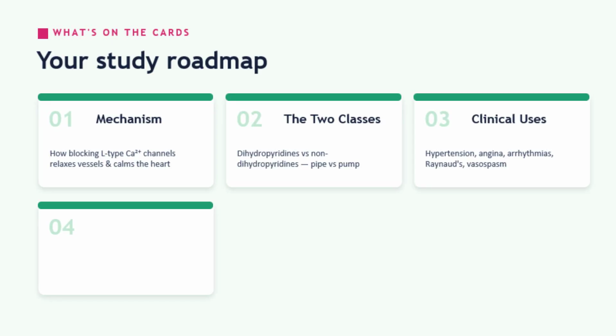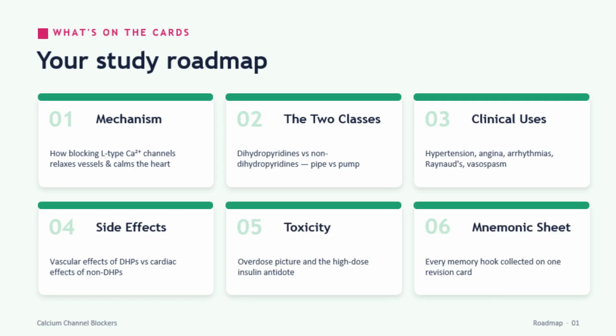Alright, before we get into the good stuff, let me give you the roadmap for today. We have 6 big themes to cover. First, the mechanism, how these drugs actually work. Then the 2 classes, and trust me, splitting them into 2 is the secret to everything. Then clinical uses, side effects, and toxicity. And finally, my favorite, a consolidated mnemonic cheat sheet you can screenshot. Do not worry about memorizing the order, just follow along. Each piece builds on the last. Ready? Let us go.